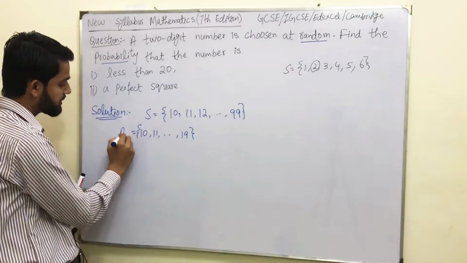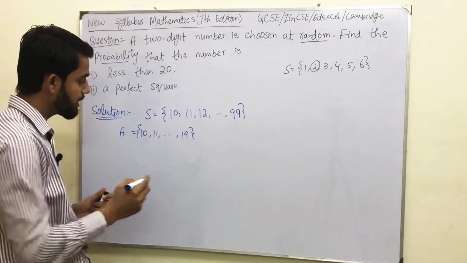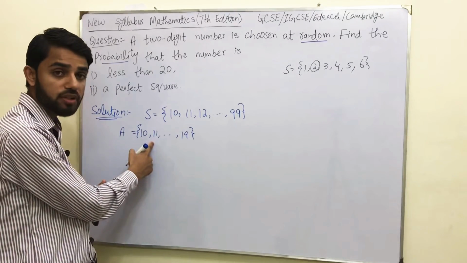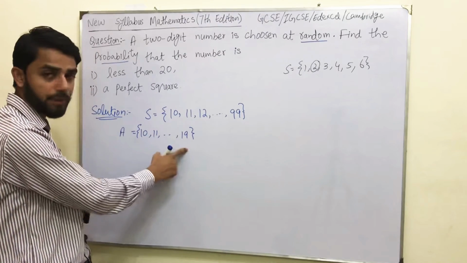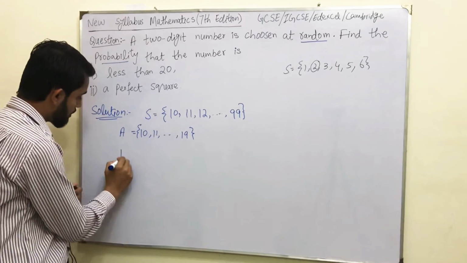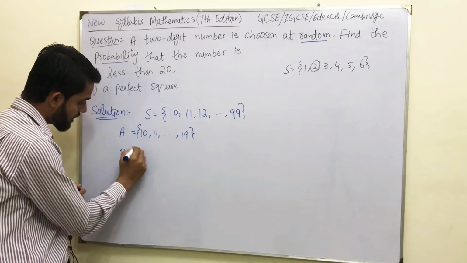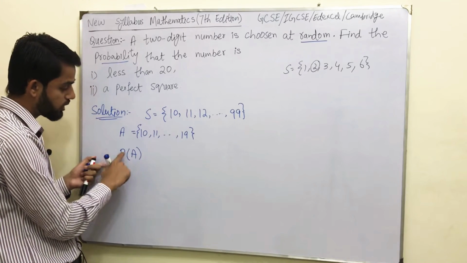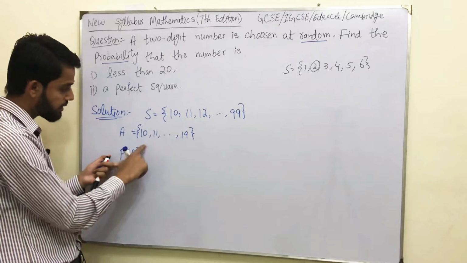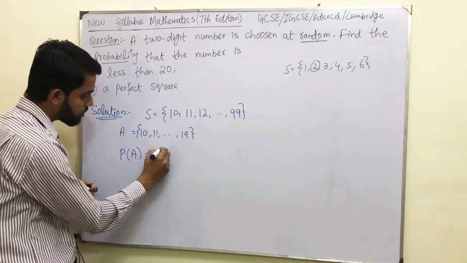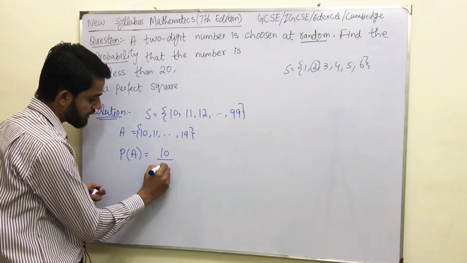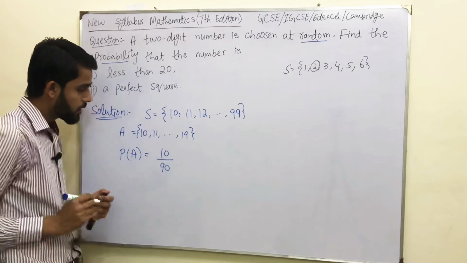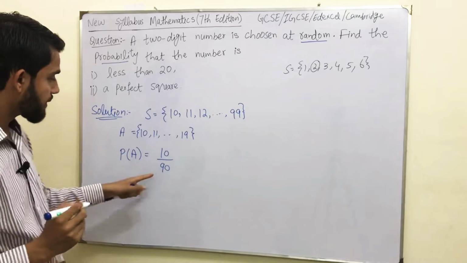I am calling it A. Let A be the event that the number that you pick at random is less than 20. So these are 10 numbers. Okay, so the probability of A, the probability that you are going to get a number from this set, is going to be 10 over 90.